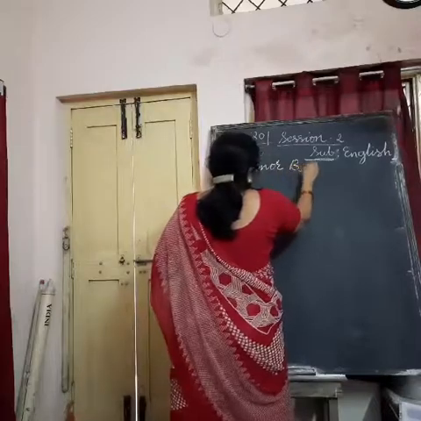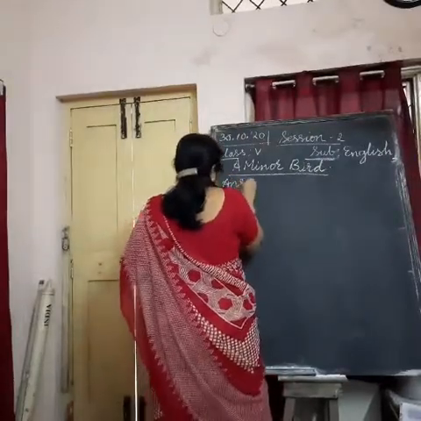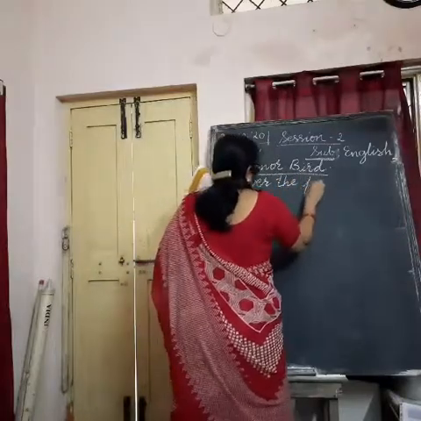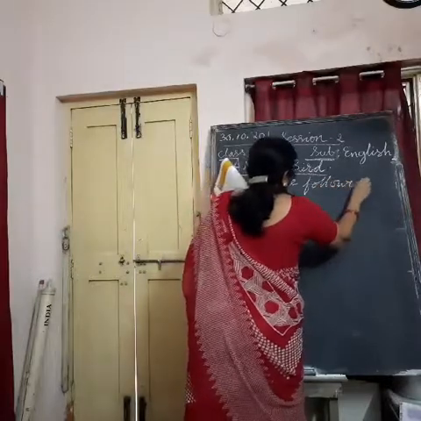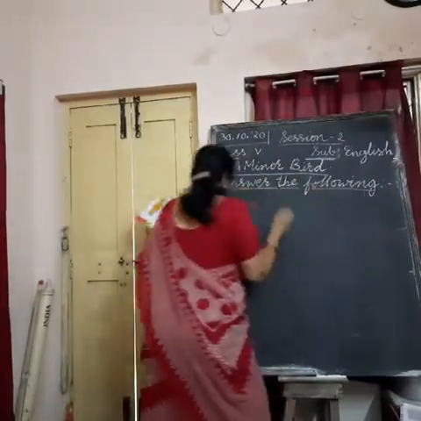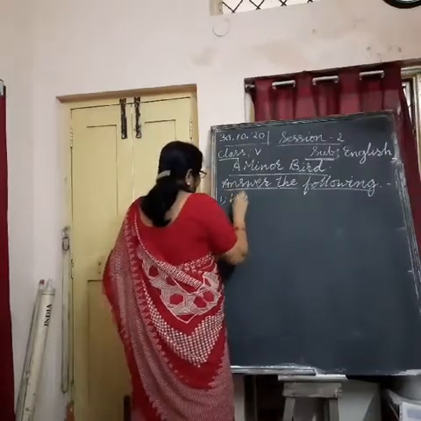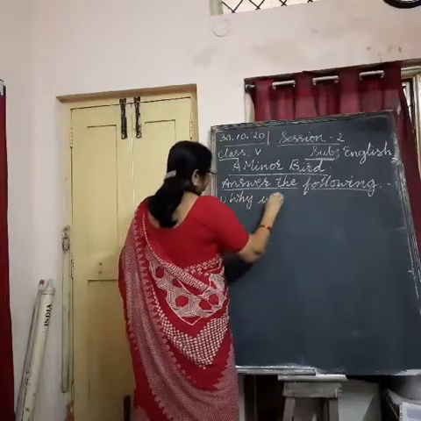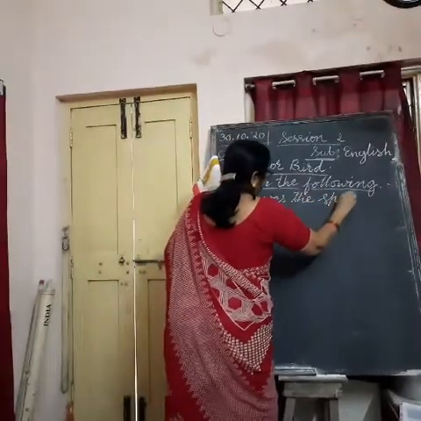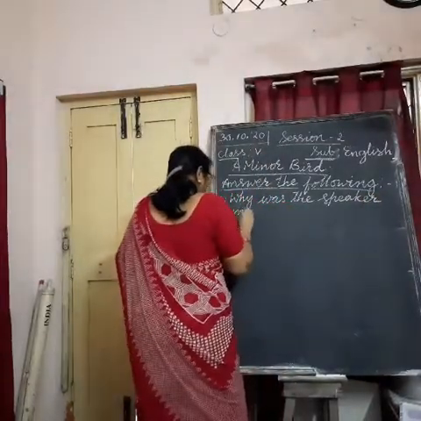Minor Bird. Answer the following. First question is, why was the speaker annoyed? Annoyed means angry.